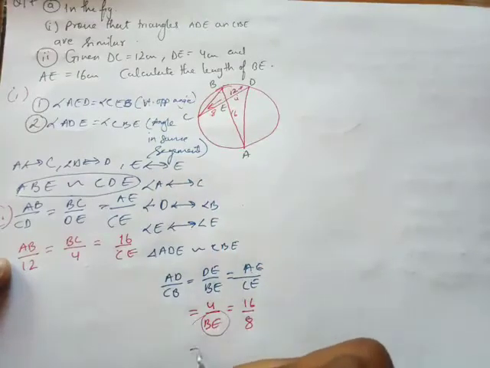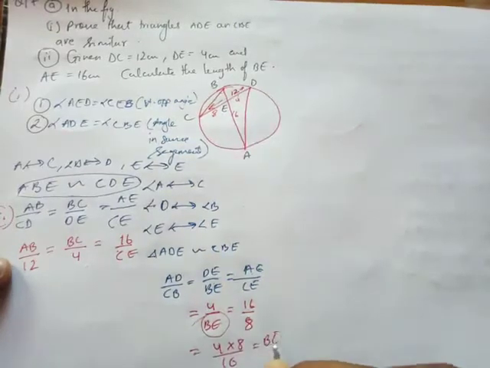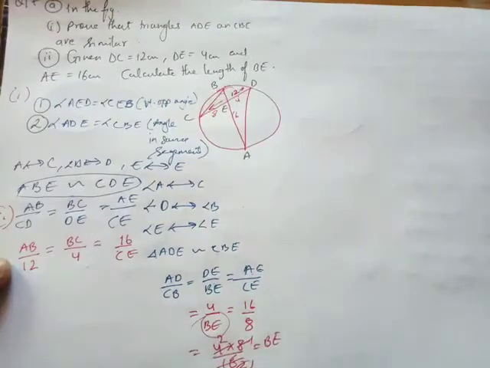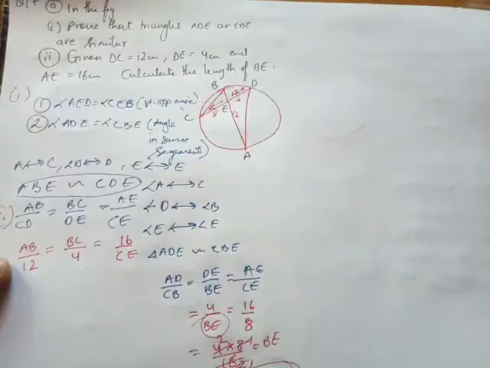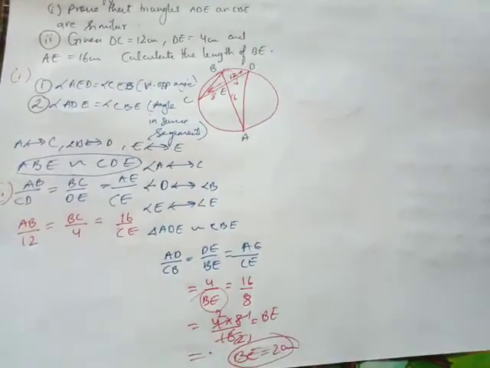BE can be shifted on the other side. So 4 into 8 upon 16 equals BE, and I can cancel: 8 ones are 8, 8 twos are 16, 2 ones are 2. So BE is 2 centimeter. Okay, so that's how you figure these things out.